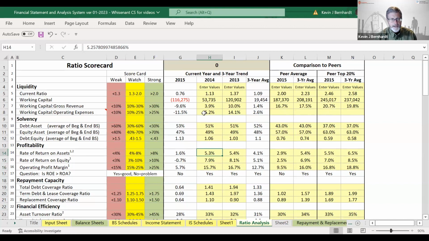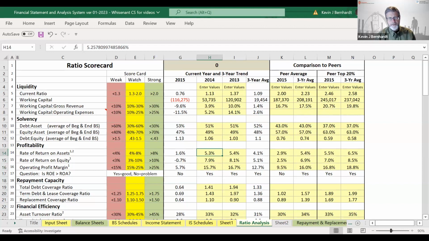Here's our current year, 2015. We can compare that year to industry standards. We can compare that to ourselves over time, in this case, a 3-year trend. And we can compare that to two different peer groups, an average peer group and a top 20% peer group, both for this year as well as the 3-year average. That is a lot of process there, and it tells a lot of story.